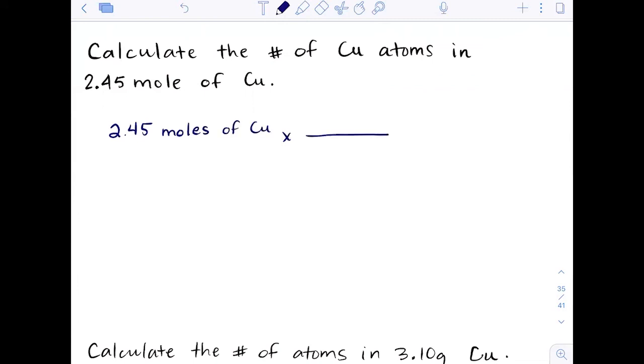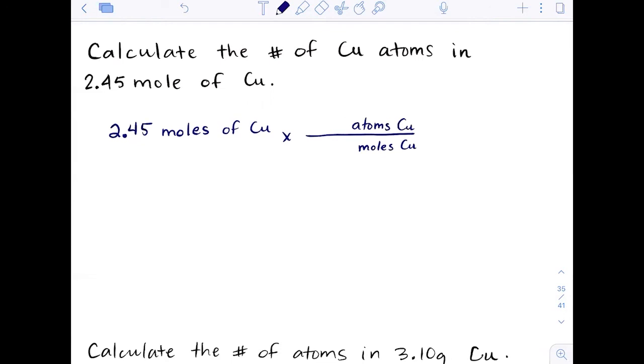We would use Avogadro's number. Now remember, when we are converting from one unit to another, we always want our desired unit in the numerator and our current unit in the denominator. What that does for us is it allows us to cross cancel between the numerator and the denominator, and our current unit, which is moles, and our desired unit, which is atoms.